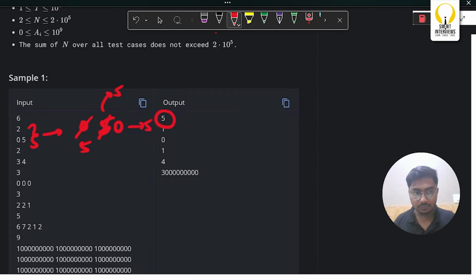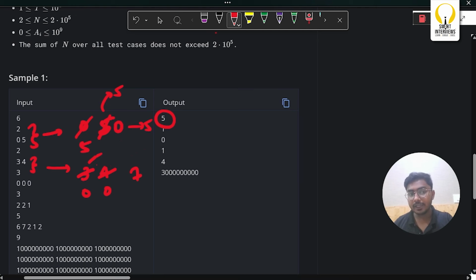Coming to the second one, 3, 4. Again the same thing, the solution is always possible. You make this a 0, you also make this a 0, but the number of operations to make both elements 0 is going to be 7. You subtract 3 times here and 4 times here, so the number of operations is going to be 7.